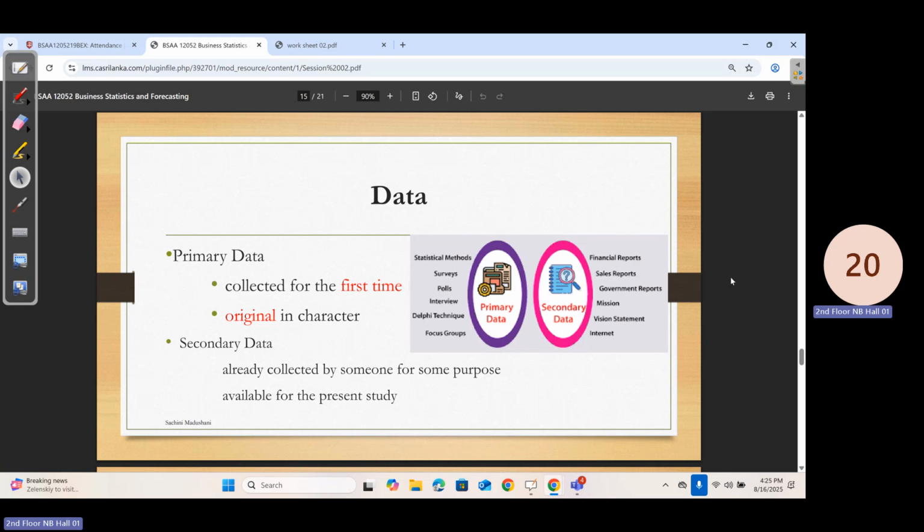Secondary data means we can refer to any published source to get the data. We can refer to annual reports, the central bank report, any magazine, or a research article. All those are secondary data. Now clear? Then here it mentions how we get the primary data and the secondary data. It is displayed in the picture.